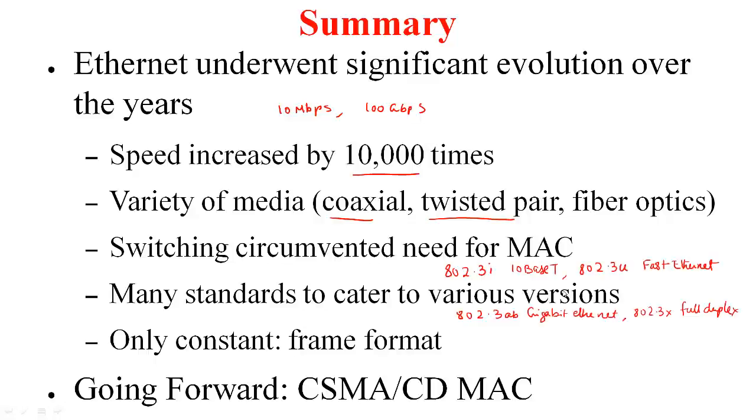So there are many standards that cater to the various versions of Ethernet. For example, 802.3i is the 10BASE-T standard, 802.3u is the fast Ethernet standard, 802.3ab is the gigabit Ethernet standard, 802.3x is the full duplex standard. If you look up in Wikipedia about the number of standards the 802.3 family has, you'll be amazed by the range. The only thing that has remained constant in the evolution of Ethernet is the frame format. Going forward, we will look at the media access control employed by Ethernet, basically CSMA/CD. This is applicable only in the shared mode, that is the half duplex mode. This is not applicable in the full duplex mode.